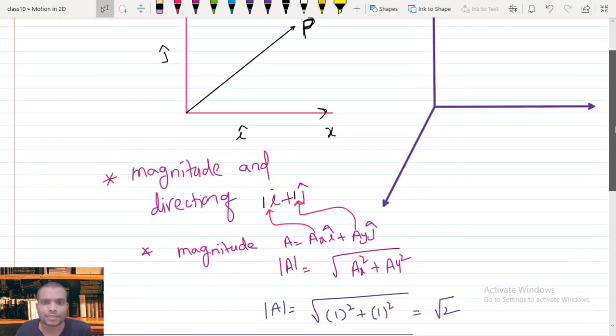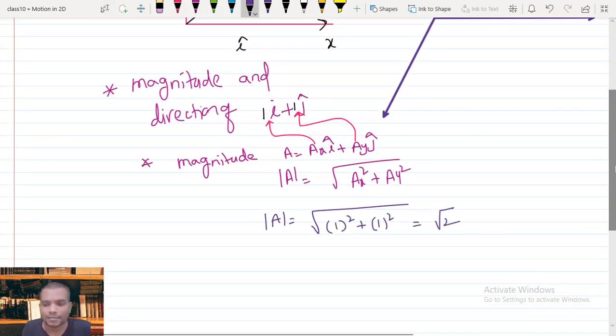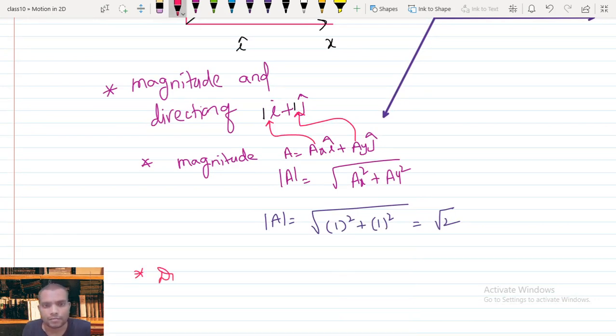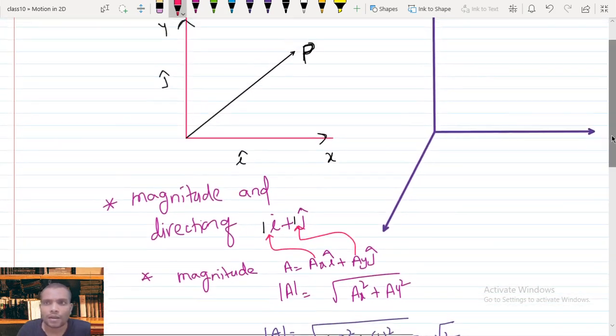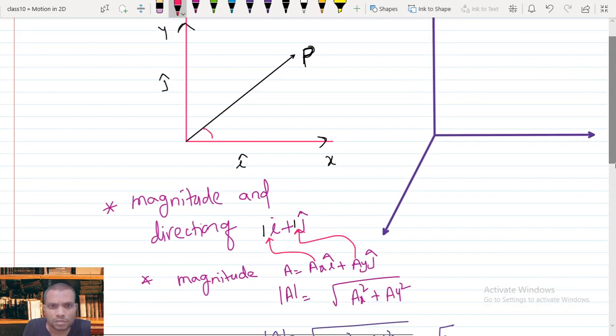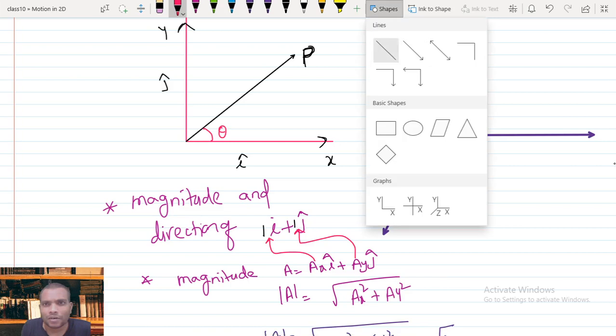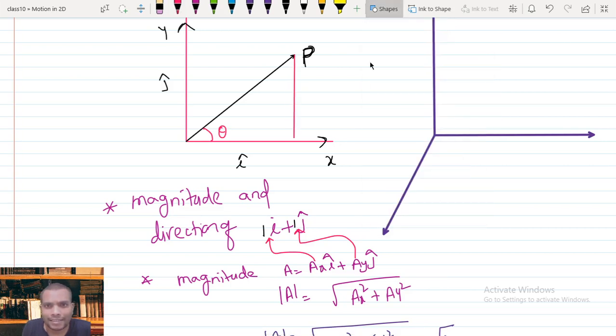Now what about direction? For direction, suppose this vector is making an angle theta with the x-axis. Then to find the direction, what do you need to do? You need to draw tan theta here. So from this triangle you get the tan theta.